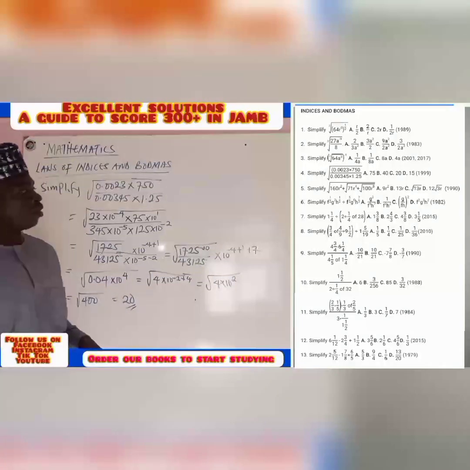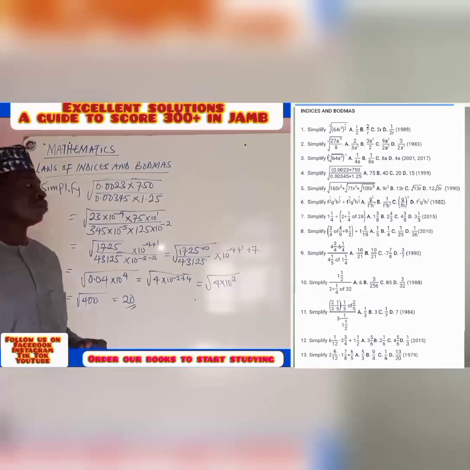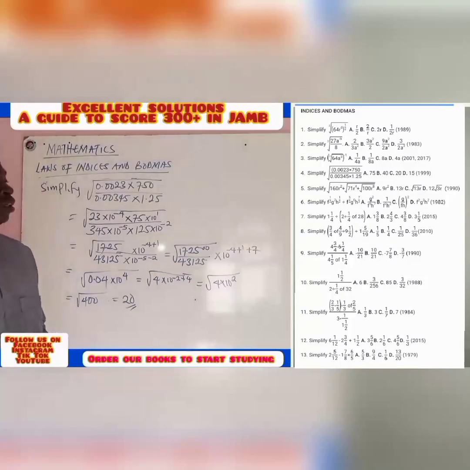And if we look at our options here, option A says 75, B 40, C 20, D 15. So our answer here is option C.